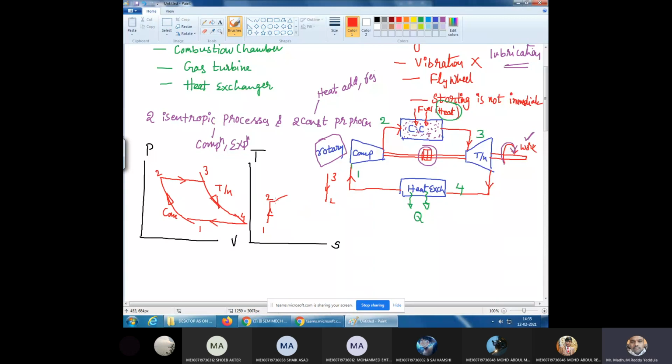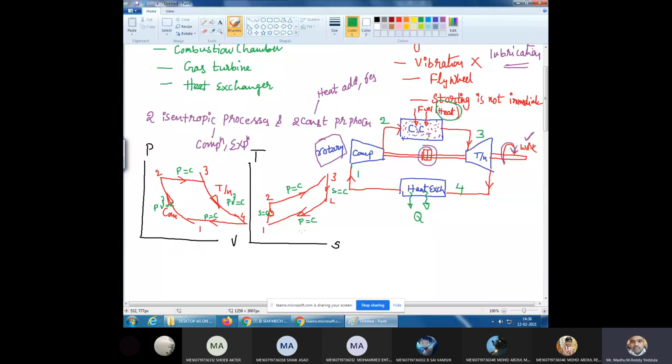In the TS diagram, a constant pressure line is an inclined, curved line: 2 to 3 and 4 to 1. Now 1 to 2 is the isentropic process, 2 to 3 is constant pressure, 3 to 4 is also isentropic, that is PV^gamma equals constant, and 4 to 1 is constant pressure. Here also entropy is constant for the isentropic processes, and pressure is constant for the others.